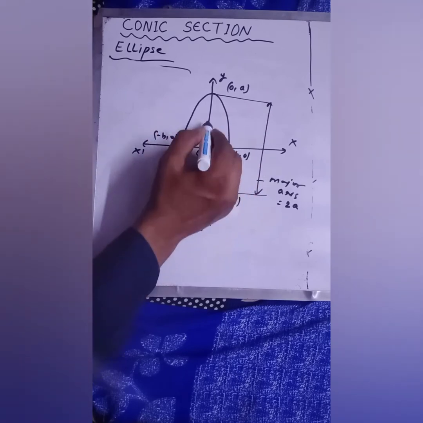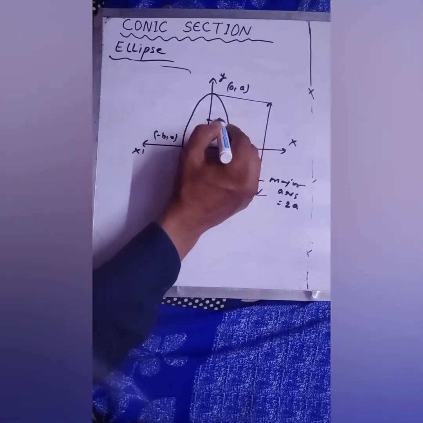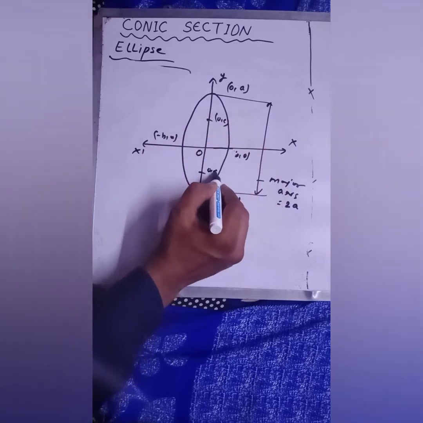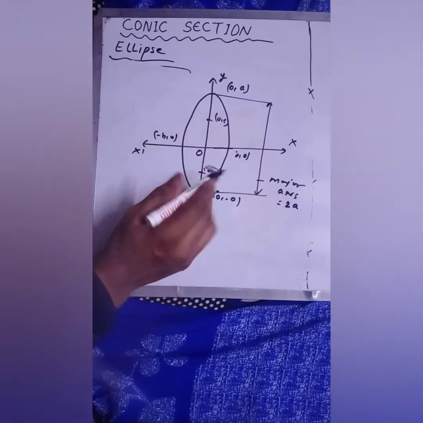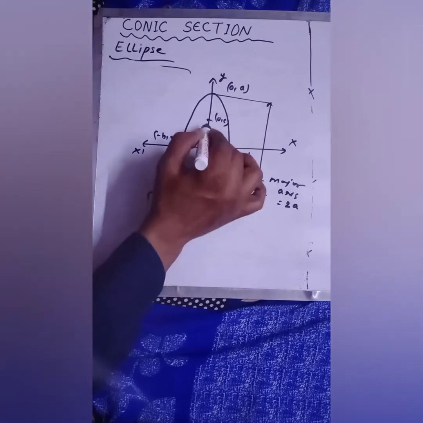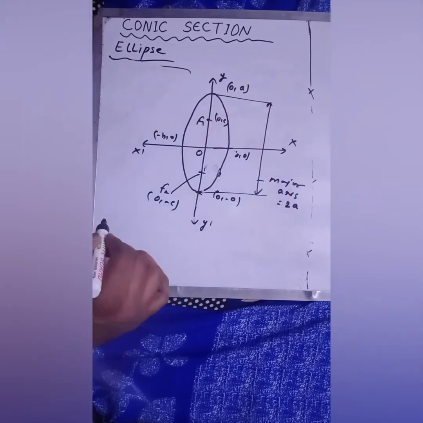And the coordinates of foci would be, this would be 0 comma c, and this would be 0 comma minus c. So here I'm writing it. There is no space here. So here I'm writing 0 comma minus c. This is the foci F2. This is foci F1. Got it?